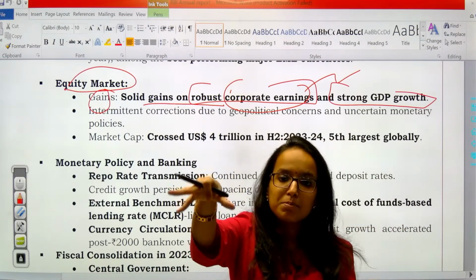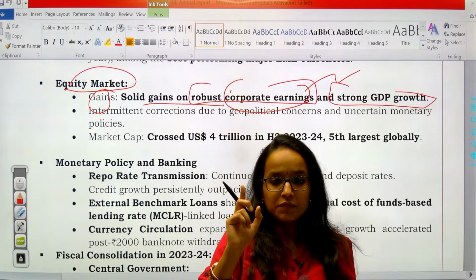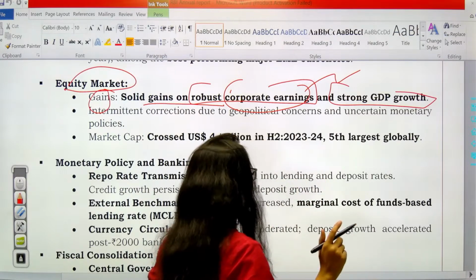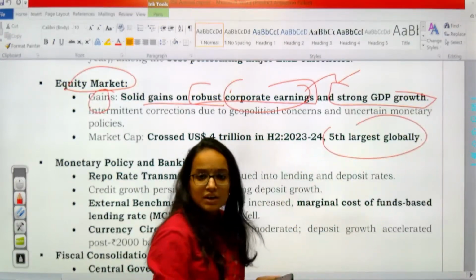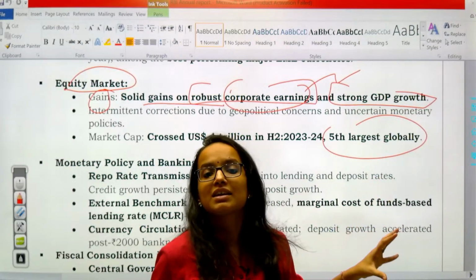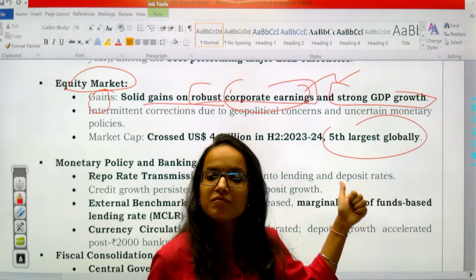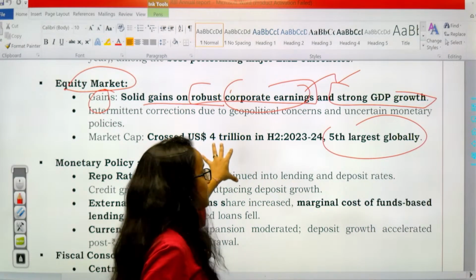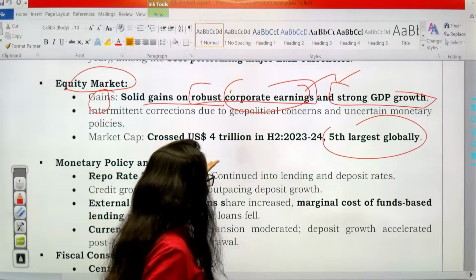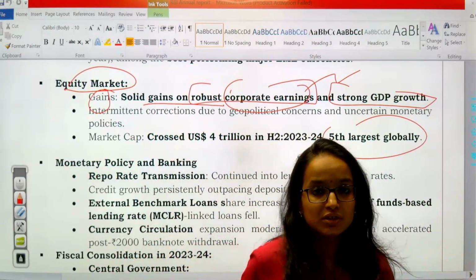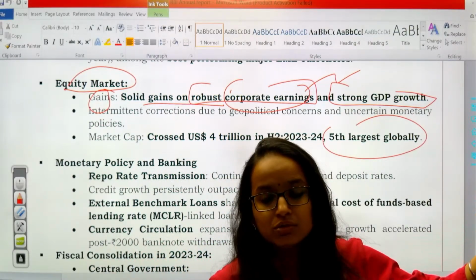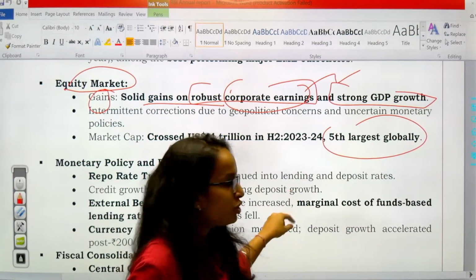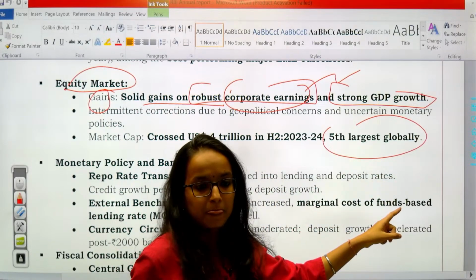Companies are able to make profits, and that's how, if you are able to recall, in one of the editorials we have discussed that India has become the 5th largest economy in the world by market capitalization. We have crossed the $4 trillion mark of market capitalization and have become the 5th country to do that, right? So it is a huge achievement. That shows that our stock markets are very exuberant. So you can relate this news and that analysis as well.